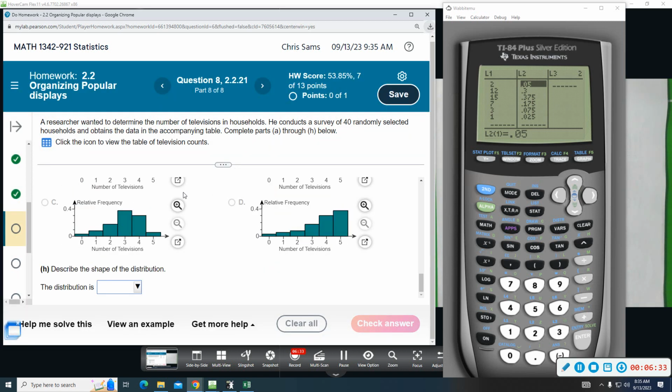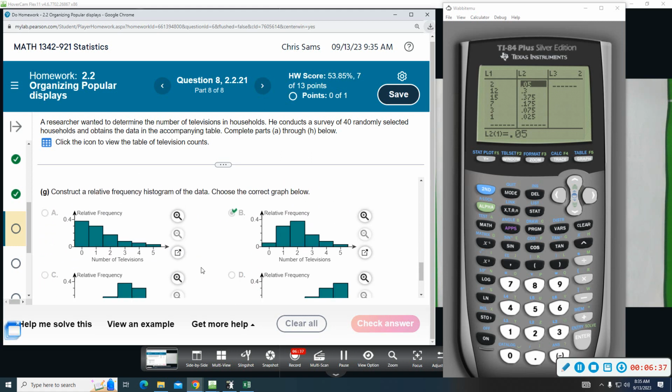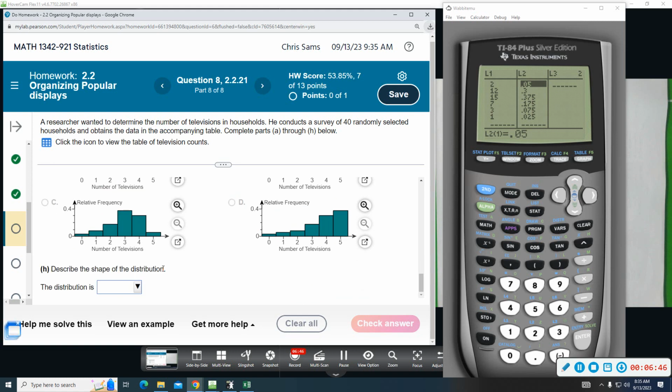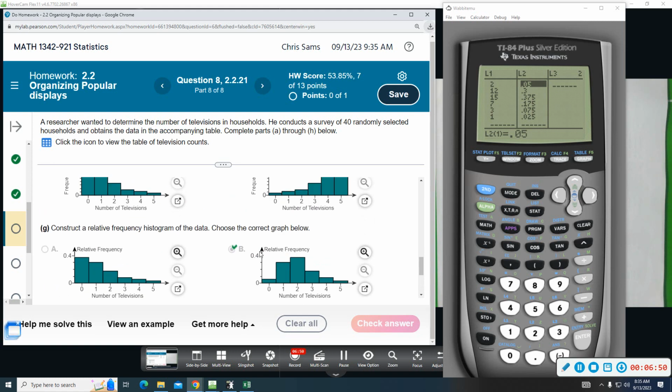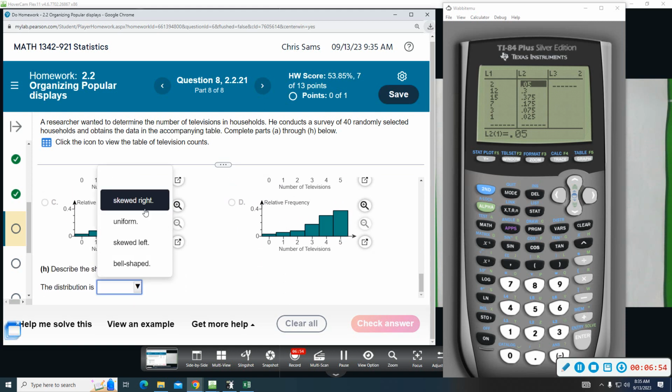And then H, we want to describe the shape of the distribution. So we talked about shapes in the previous section. This almost looks more normal, almost bell curve. This would be skewed to the right. This one would be skewed to the left, and we don't have a uniform one. So based on that shape, I would want to say that it is uniform.